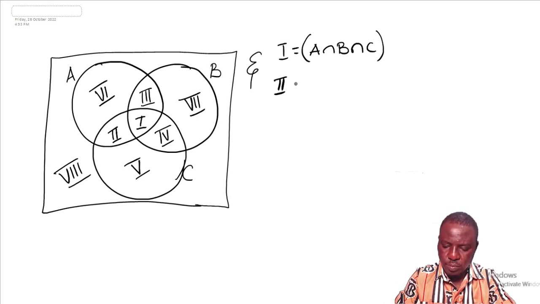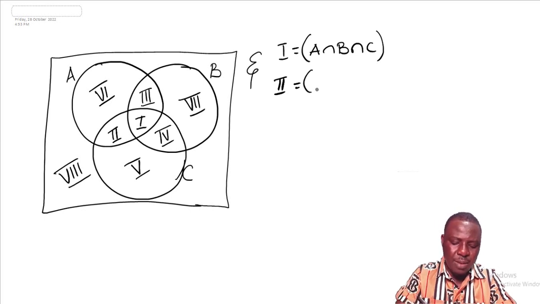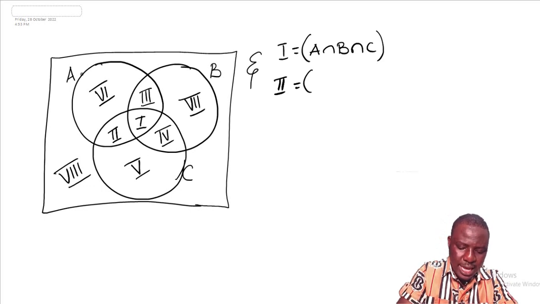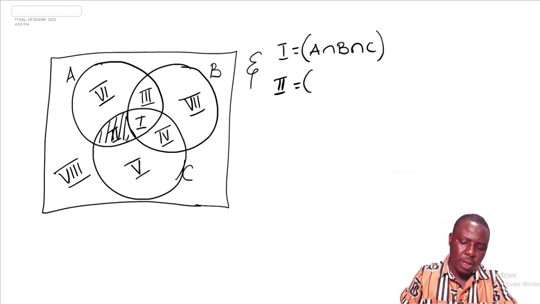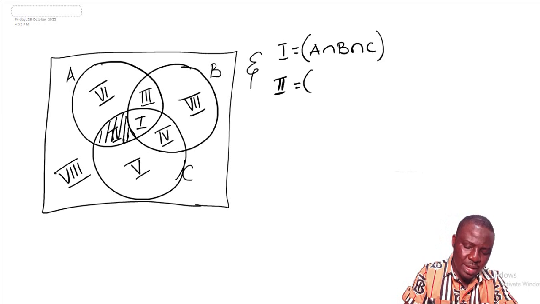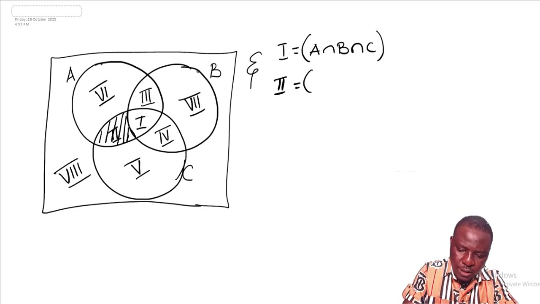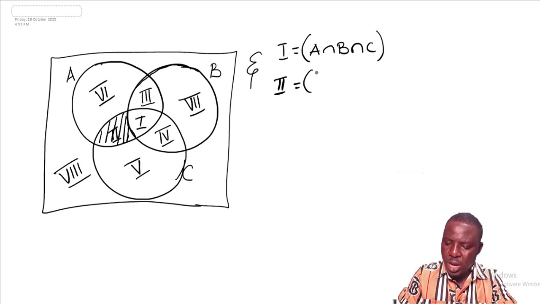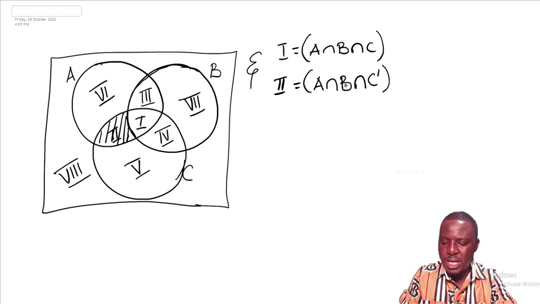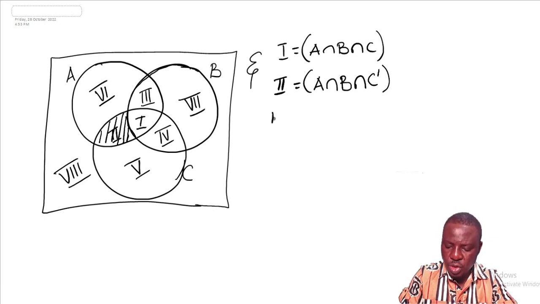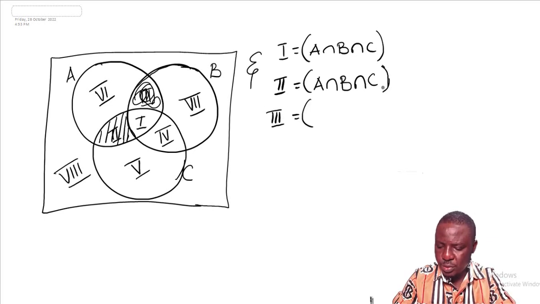Region 2 can be named to be elements you can find only in A and B. If you look at region 2, let me shade it. This is region 2. It means that it contains elements only in A and B. You can't find elements in C on it because the boundary of C does not fall in that region. So we have this to be A intersection B intersection C prime, meaning it can be found only in A and B.